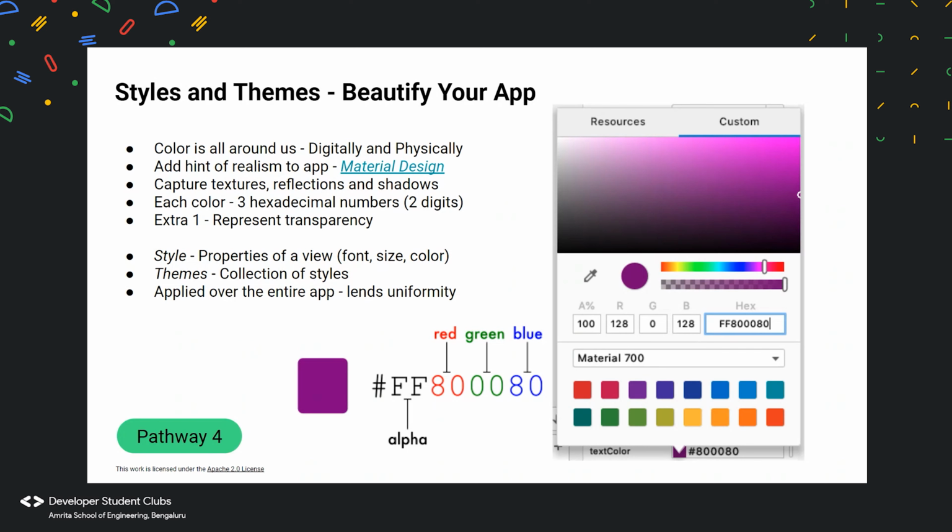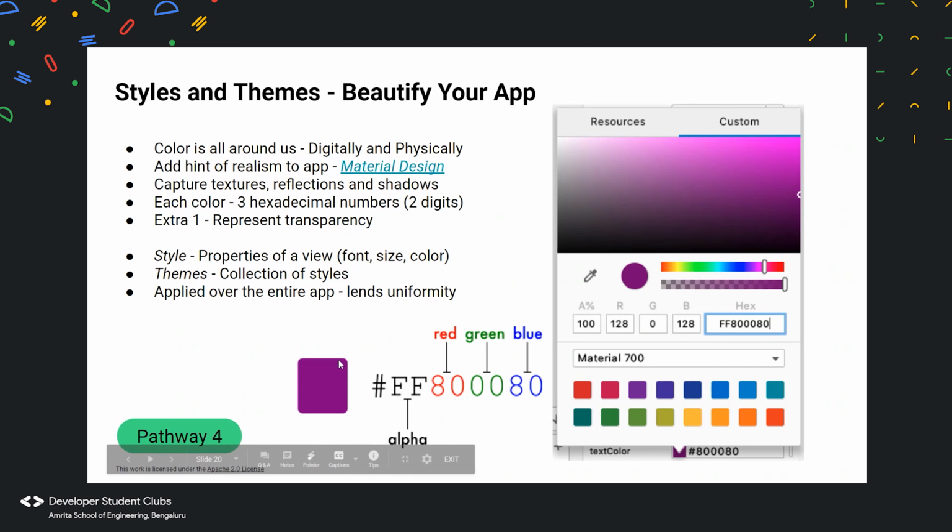So the way this works is each color is represented by 3 hexadecimal numbers, and one hexadecimal number takes up 2 digits. Hexadecimal is a number representation system, much like we have decimal and binary representation, decimal being the standard 1 to 10 and binary being 1s and 0s. Similarly, hexadecimal is another representation of numbers, and in this case it uses 2 digits to represent one number.